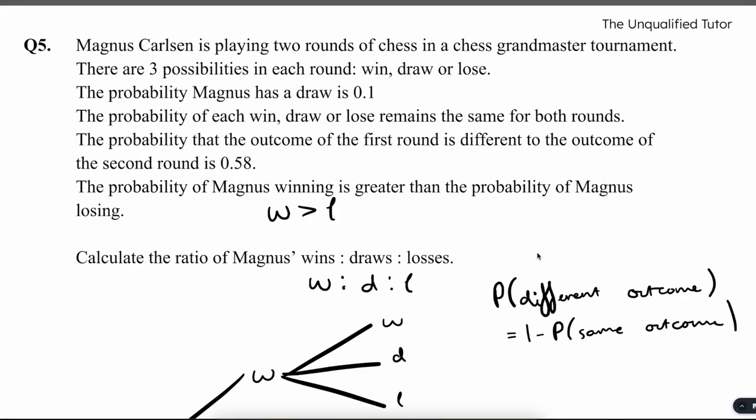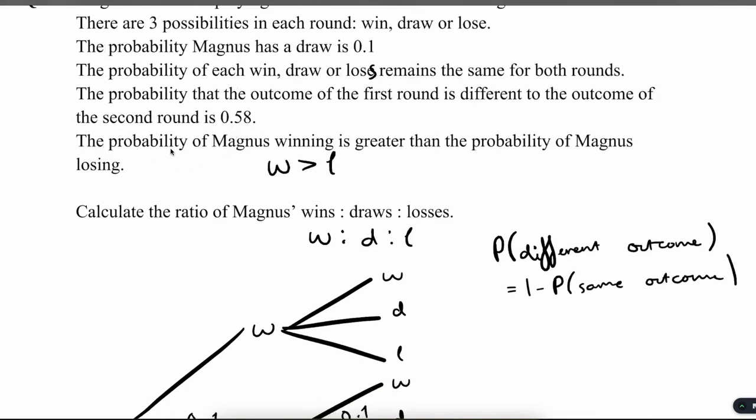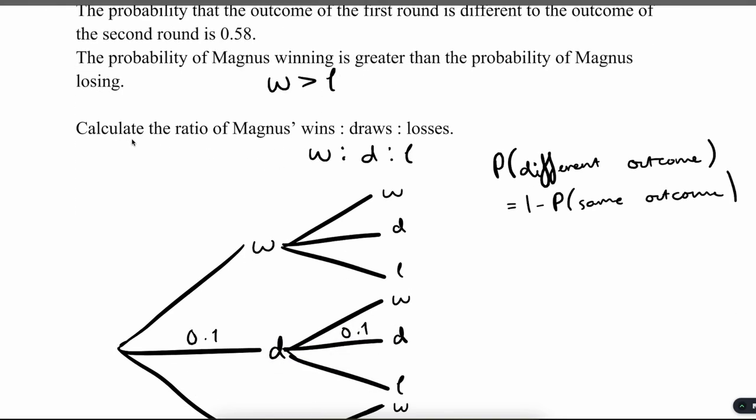Magnus Carlsen is playing 2 rounds of chess in a chess grandmaster tournament. There are 3 possibilities in each round. He could win, draw, or lose. The probability Magnus has a draw is 0.1. The probability of each win, draw, or loss remains the same for both rounds. The probability that the outcome of the first round is different to the outcome of the second round is 0.58. The probability of Magnus winning is greater than the probability of Magnus losing. Calculate the ratio of Magnus's wins to draws to losses.